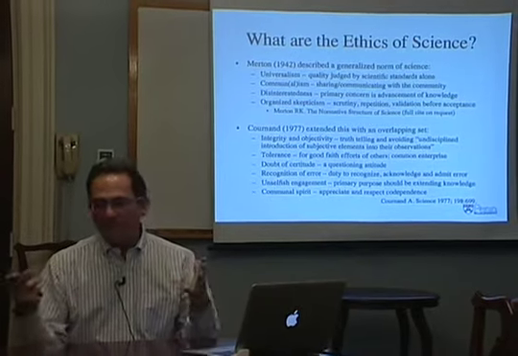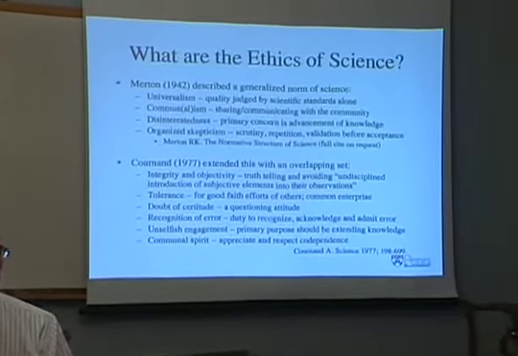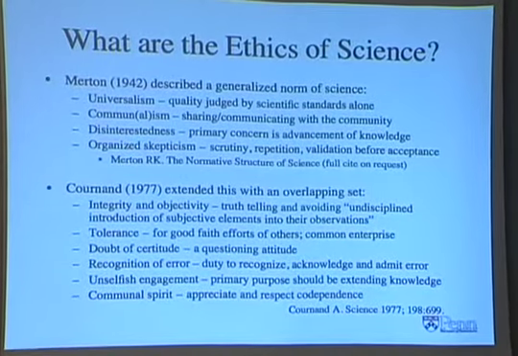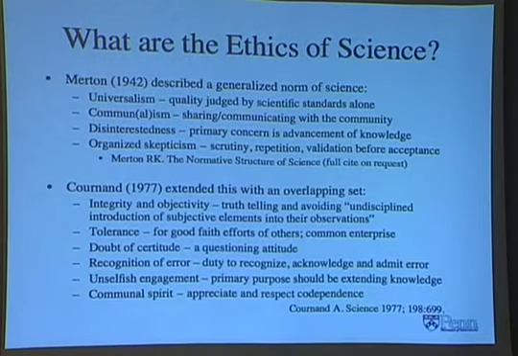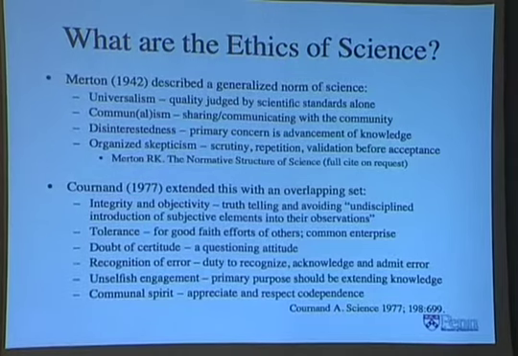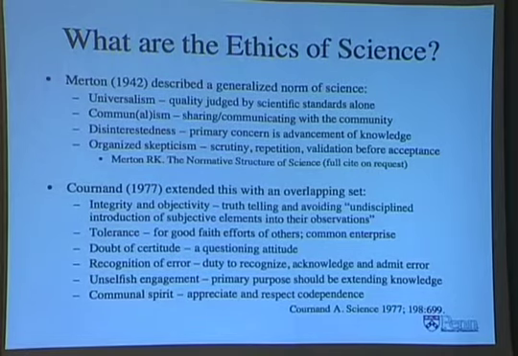So, given this, what are the ethics of science? Is there an ethic of science? Robert Merton in 1942 described a generalized norm, but it was really an idealized norm of science. He characterized 4 norms. First was universalism. Universalism is about being truthful. The quality of the science has to be judged by scientific standards, and scientific standards alone. You shouldn't let politics and other things weigh in on whether or not science is telling the truth.